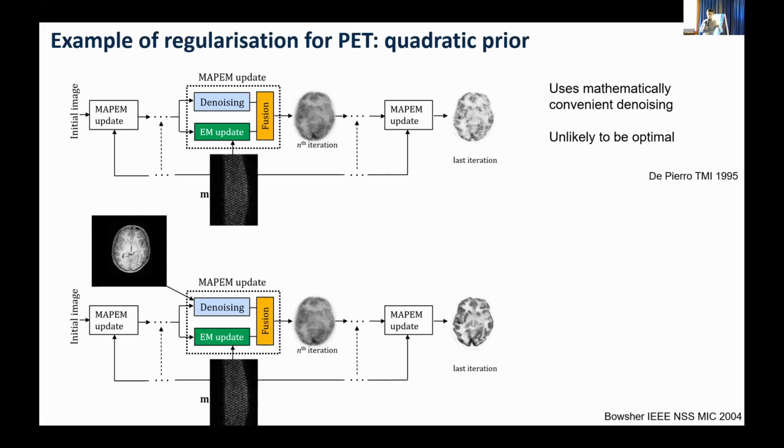Chris showed you a Bowsher reconstruction in SIRF. So this would be an example of putting MR information into that denoising step in this so-called De Pierro update that takes the data and also takes the MR information with the quadratic penalty to fuse them together to give you a regularized update. So here, again, is non-trainable iterative regularized reconstruction, not likely to be optimal because the prior is still too vague.